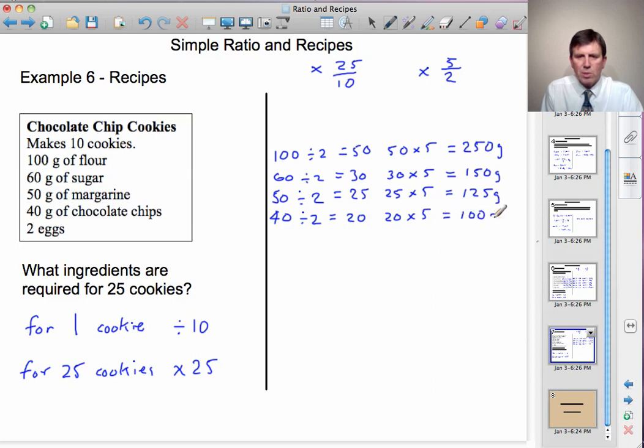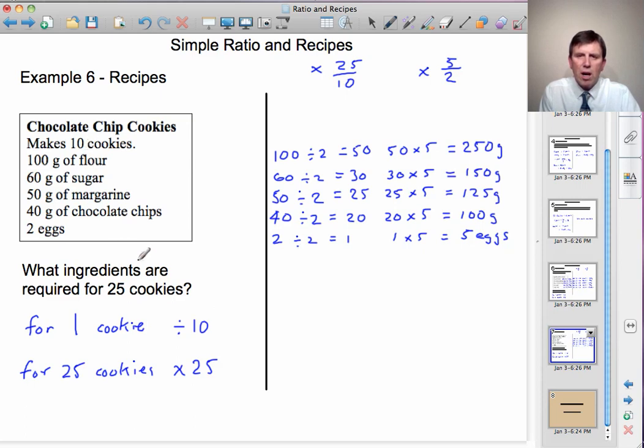So 100 grams. And finally, the eggs. 2 divided by 2 is 1. And 1 times 5 gives me 5. They're not grams this time, they're eggs. So there's the ingredients we need for 25 cookies. Now what about the other method? How does 25 relate to 10?